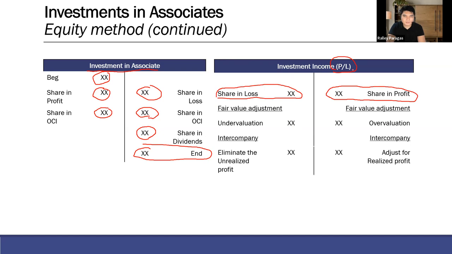Another concept behind adjusting our investment income coming from our investee are actually our fair value adjustments. So ito bang mga fair value adjustments, these are basically differences between the carrying amount of the investee's assets versus its fair values at the date of acquisition. So at the date of acquisition, for example, you purchased an investment in associate as of today, i-check mo yung libro ng investee mo. Look at the book values of the investee's balance sheet, and then you compare that with a fair value report. So kapag nakita mo na iba yung fair values ng assets niya versus its book values, magkakaroon ka ng fair value adjustments. It's either undervaluation or overvaluation. So naandito, either debit or credit.